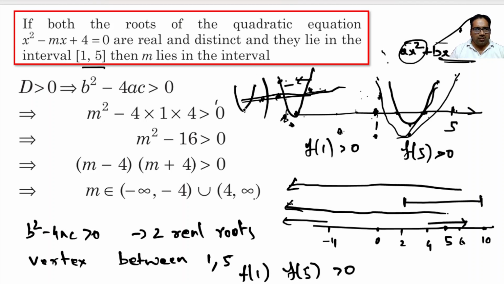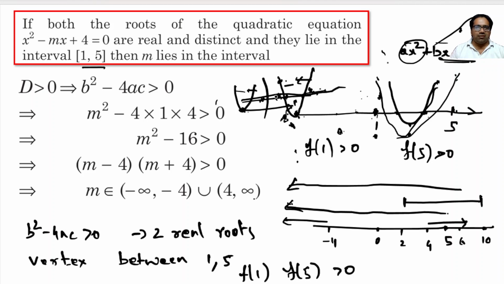Second condition is bringing this point between 1 and 5. Okay, that is vertex between 1 and 5, meaning the x coordinate of the vertex. The vertex can be here, it can be here, it can be here, the y coordinate could be anything. The x coordinate is between 1 and 5. What is the third condition? Then compressing both the sides so that these two points are between 1 and 5, right?